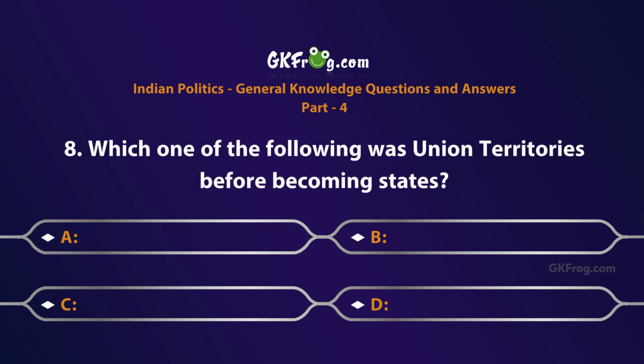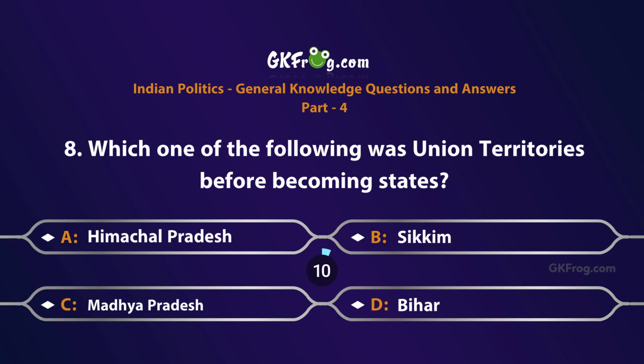Which one of the following was union territories before becoming states? A. Himachal Pradesh. B. Sikkim. C. Madhya Pradesh. D. Bihar. Correct answer is A. Himachal Pradesh.